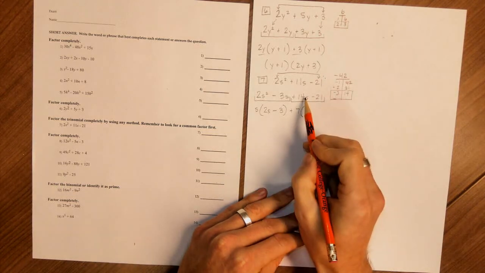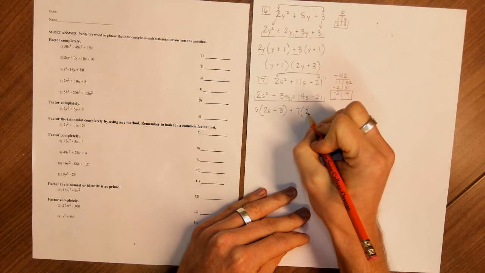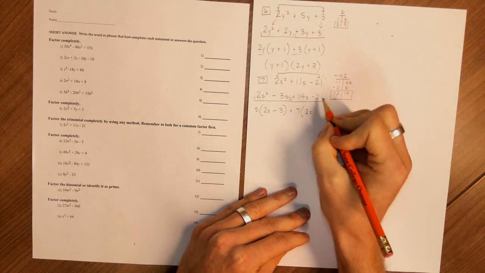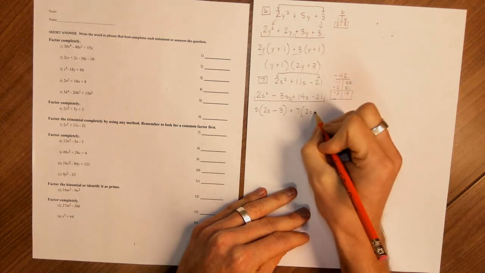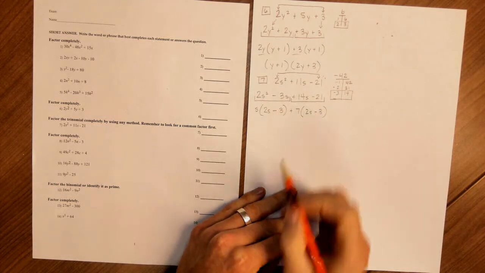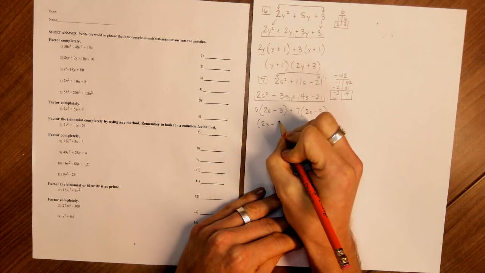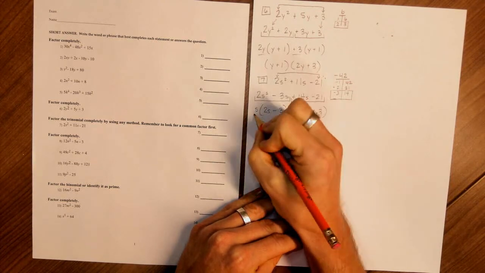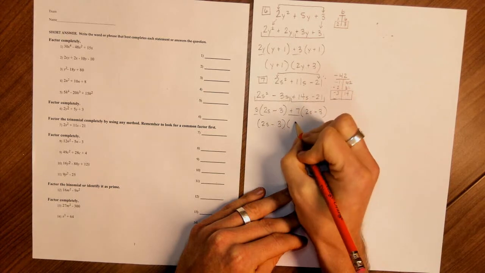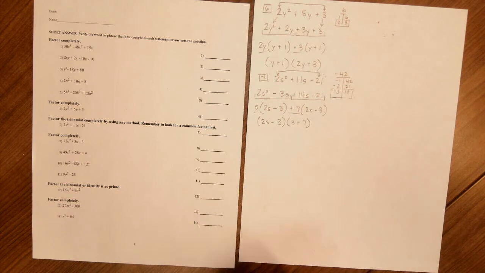And so 14s divided by 7 is a 2s. And then a negative 21 divided by 7 is a negative 3. And once again, we got matching expressions again. So that can come out as 2s minus 3. And then we write what's left behind outside of ours, and that's s plus 7. Okay?